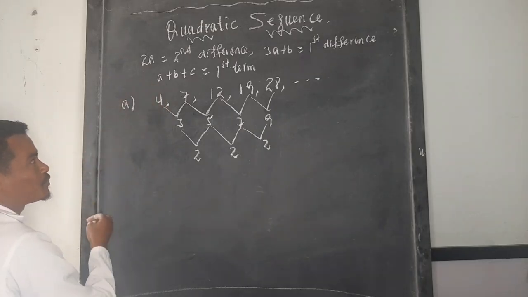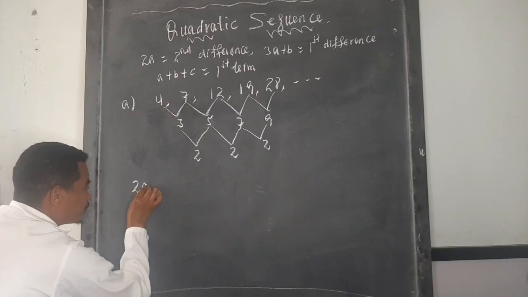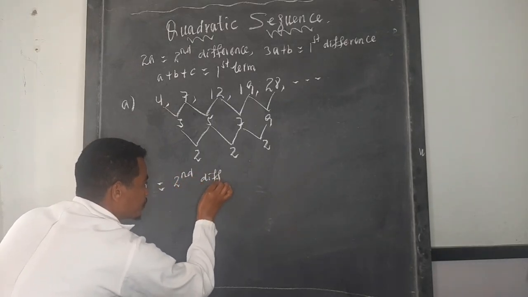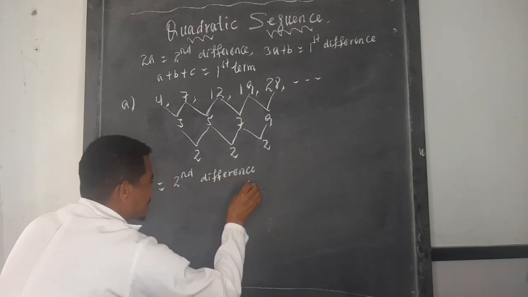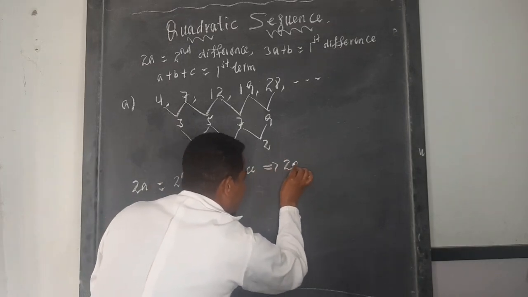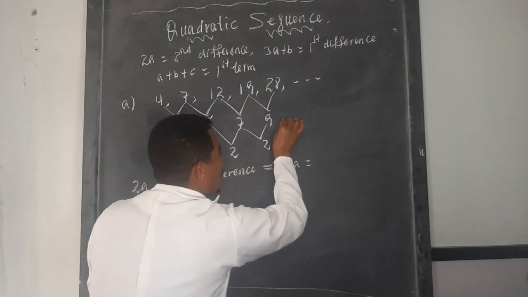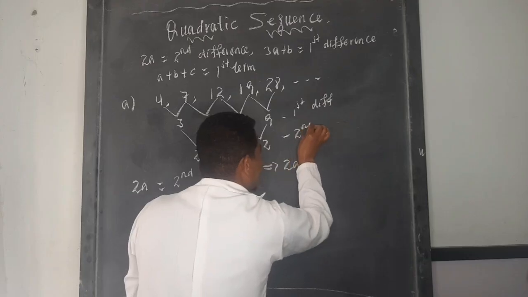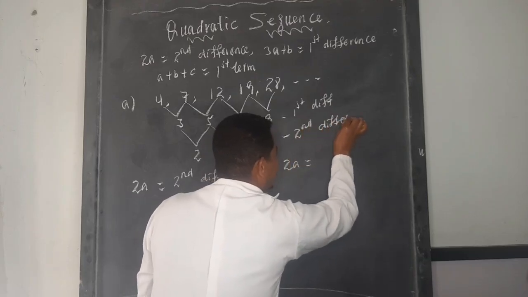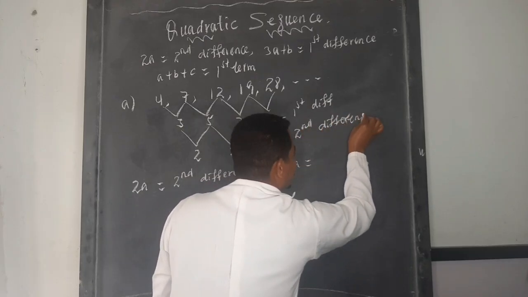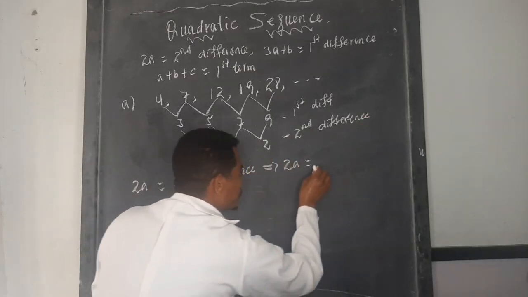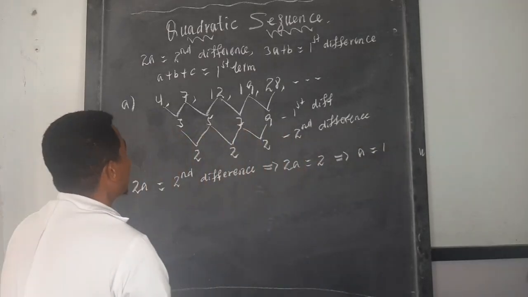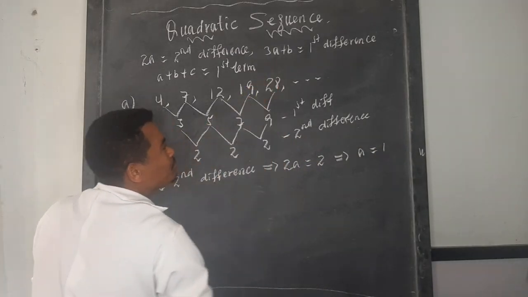So by using these formulas, 2a is equal to the second difference. This implies 2a is equal to this one, the second difference, because this one is the first difference and this one is the second difference. Now 2a is equal to 2. This implies a is equal to 1.